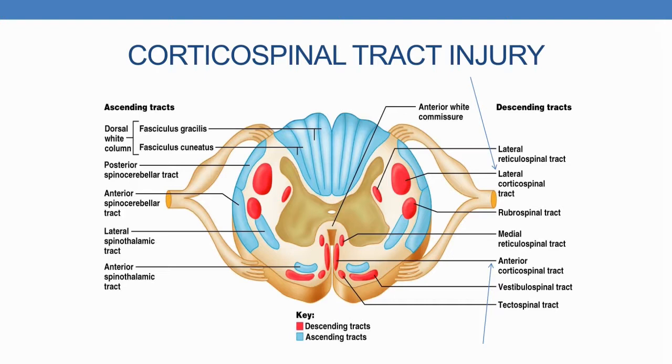Then we have the rubrospinal tract. The rubrospinal tract originates in the rostral midbrain red nucleus, and rubro means red. And then we have the vestibulospinal tract, and these neurons originate in the vestibular nuclei in the pons and medulla, and those nuclei are associated with receiving inputs from cranial nerve number 8, the vestibulocochlear nerve, especially the vestibular portion of the vestibulocochlear nerve.